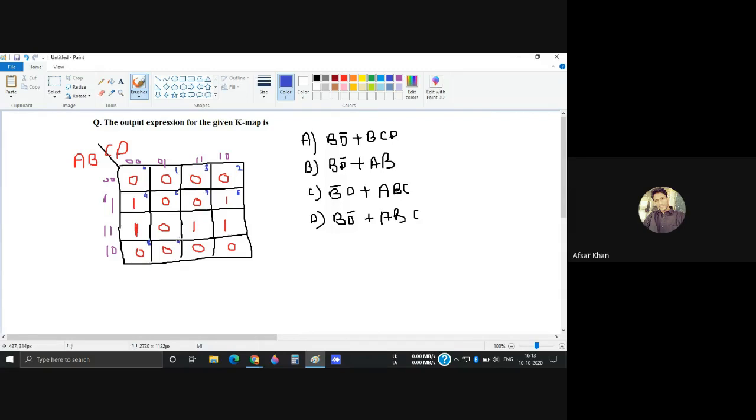8, 9, 11, 10. Here 12, 13, 15, 14. So we don't need to write this also, but we can just have it. So without writing this corner number, you can also give the answer. Okay, students?